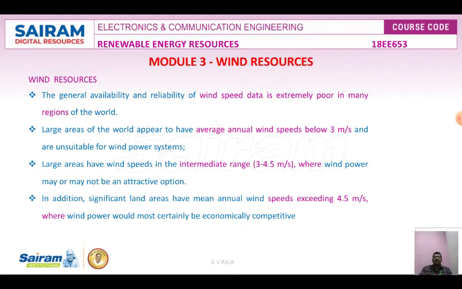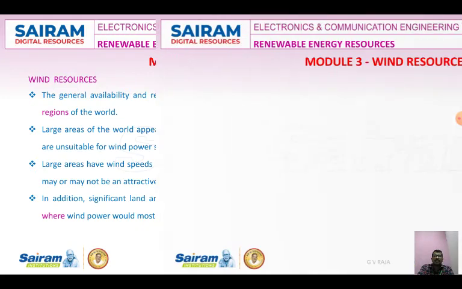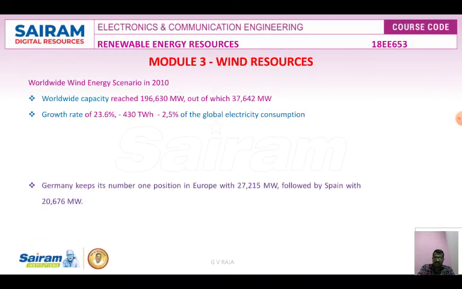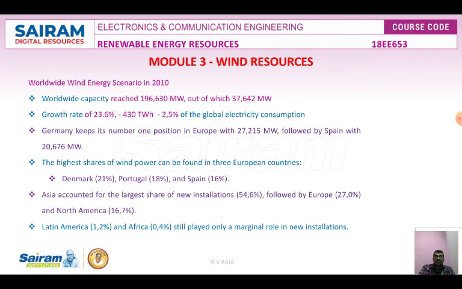While talking about the worldwide energy scenario, as per the scenario in 2010, the worldwide capacity reached nearly 196,630 megawatts, out of which 37,642 megawatts were added. The growth rate is very high, showing 23.6 percent. The wind power is more than the total electricity demand in the UK. China became number one in total installed capacity.